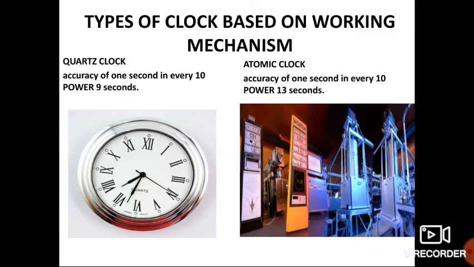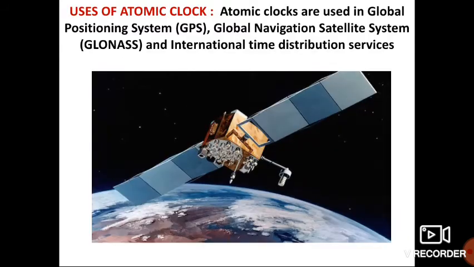The next one, types of clocks based on working mechanism. The quartz clock, first one, has an accuracy of 1 second in every 10 to the power 9 seconds. The atomic clock has an accuracy of 1 second in every 10 to the power 13 seconds. So the more accurate one is the atomic clock.